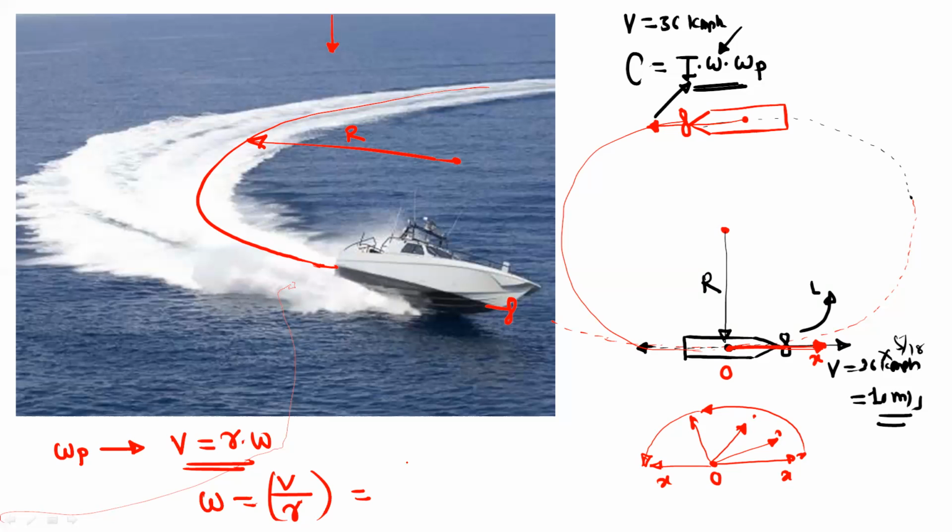Okay, so V, this value is 10 meter per second. And what is R? So we have to take this as R. This R value is given in the problem as 100 meter. So this is equal to 0.1 radian per second. So this is the value for omega p, that is the precession velocity.